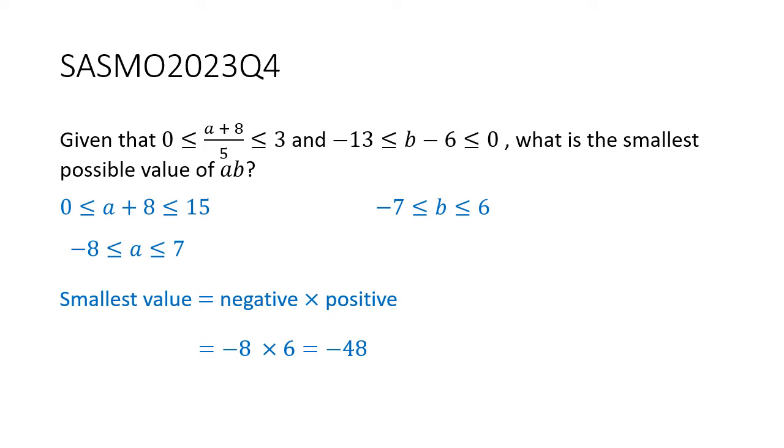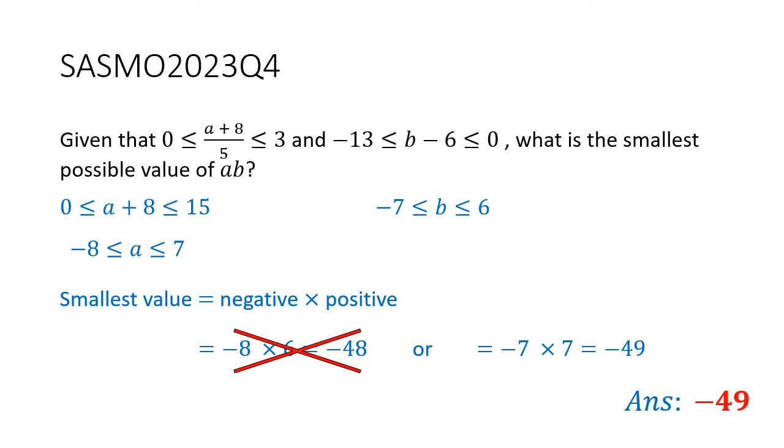Let's consider the other possibility. So we'll take a very negative value of b, which is negative 7, times a positive value of a, which is positive 7. That's negative 49. So the smallest possible value will be negative 49. And that's our final answer.